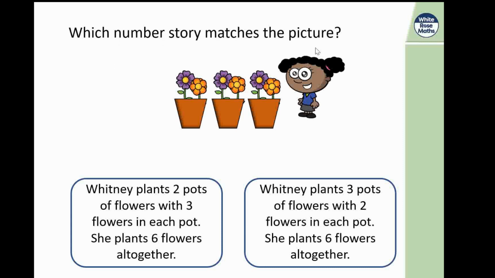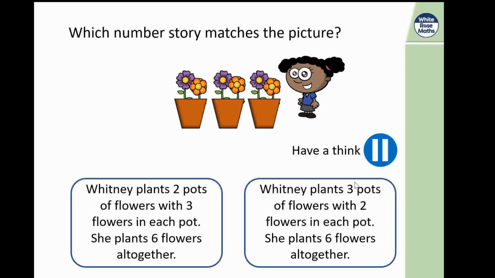Which number story matches the picture? Okay. Whitney plants 2 pots of flowers with 3 flowers in each pot. She plants 6 flowers altogether. Okay, is that correct? Does that match the picture? No, because here it says 2 pots. Well, that's not right. And then it says 3 flowers. So of course she has 3 pots, but 2 flowers in each. The final number is the same, 6 flowers. Whitney plants 3 pots of flowers with 2 flowers in each pot. She plants 6 flowers altogether.